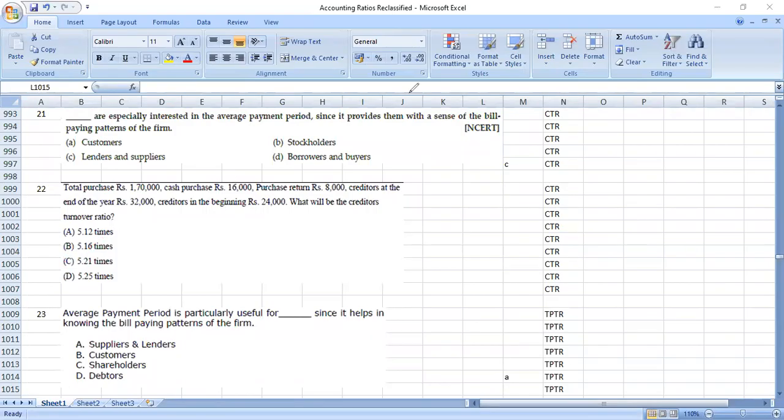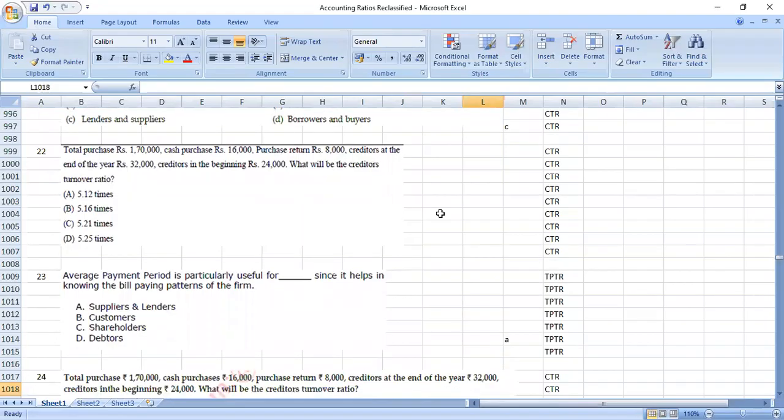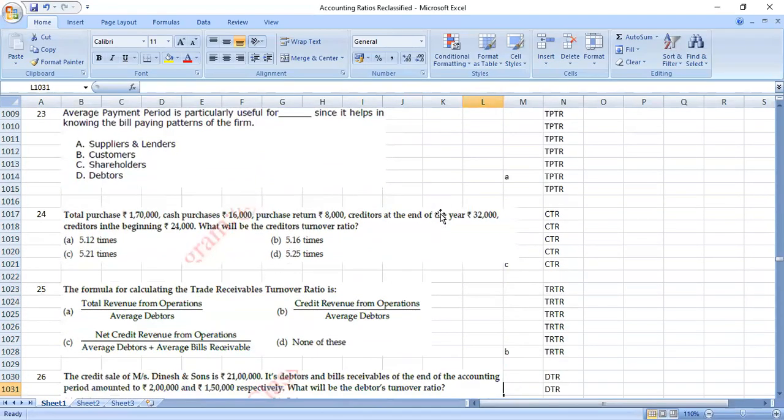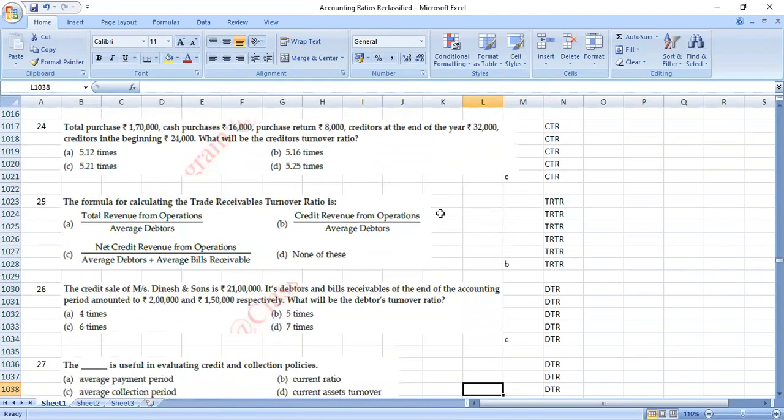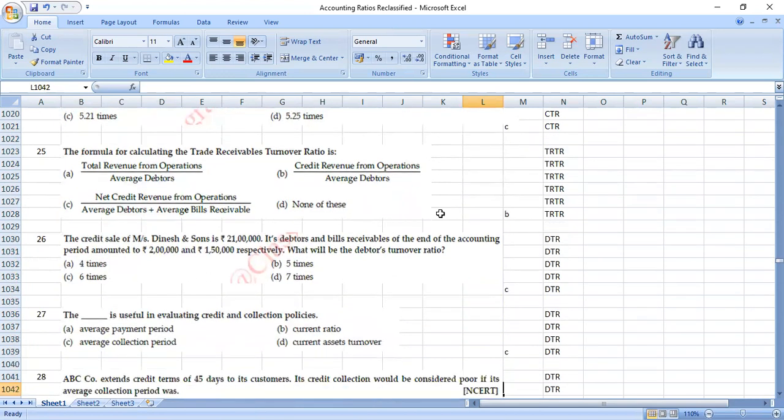All right, moving forward. Average payment period is particularly useful for suppliers and lenders. They'll know when we pay. Total purchases solved, 5.21 times.